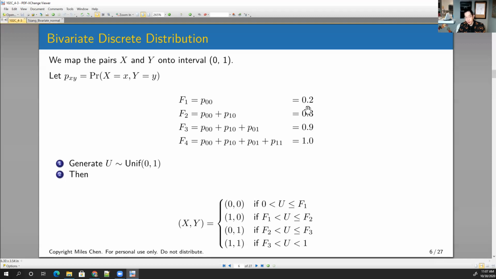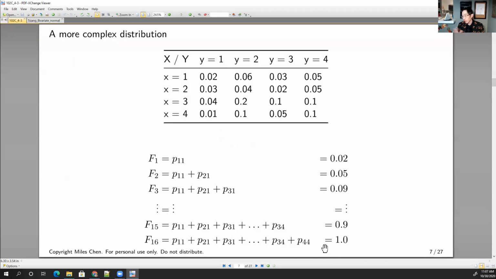And if u ends up being between 0.3 and 0.9, we'll set x equal to 0 and y equal to 1. And if u ends up being between 0.9 and 1.0, then we will set x and y both to 1. Okay, and that's that. You could achieve this with a bunch of if statements, and I wrote up some code so we have a vectorized version. We don't have to use any if statements. But I'll show you, you can take this same concept and apply it to a more complex distribution.